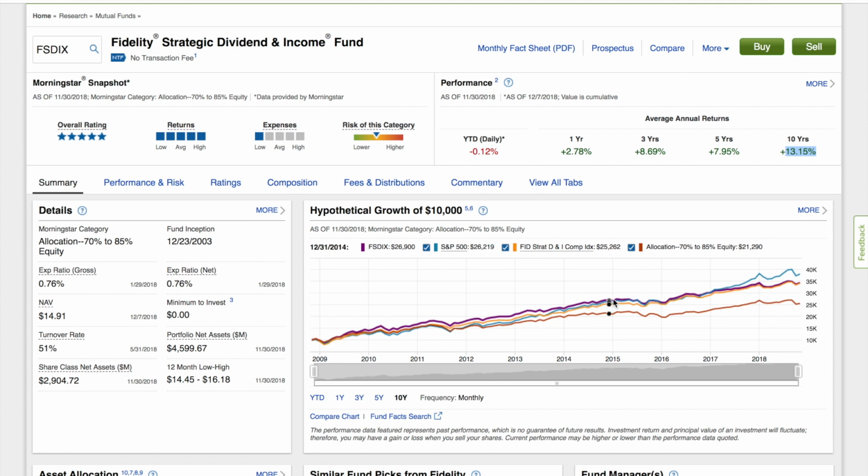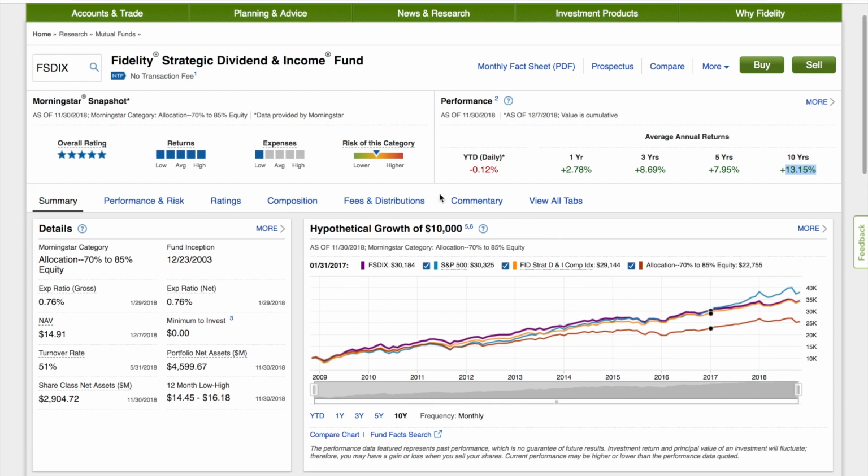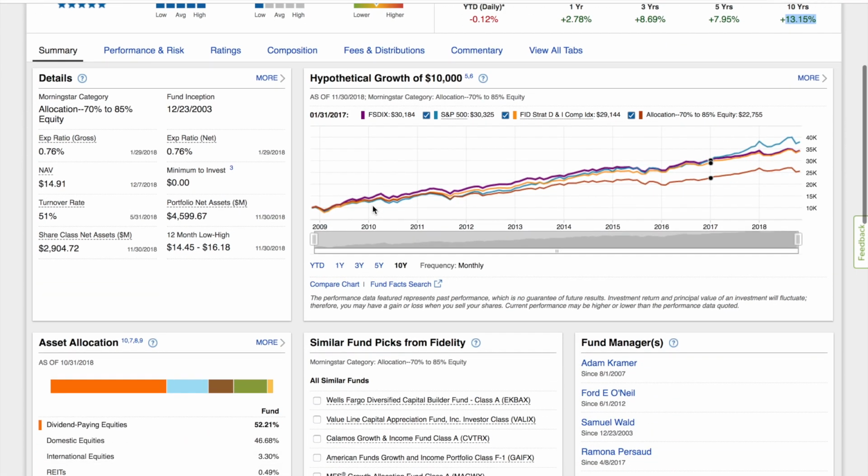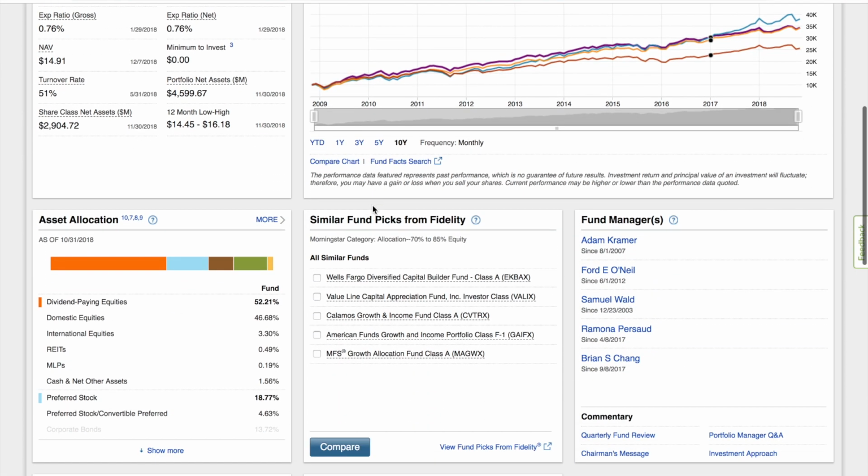So as you can see here, the S&P has outperformed this mutual fund the last 2 years. That's common with most mutual funds. Most mutual funds don't outperform the S&P 500, but the good thing about this type of mutual fund, let's see what type of holdings we have so we can determine how well diversified this portfolio is.